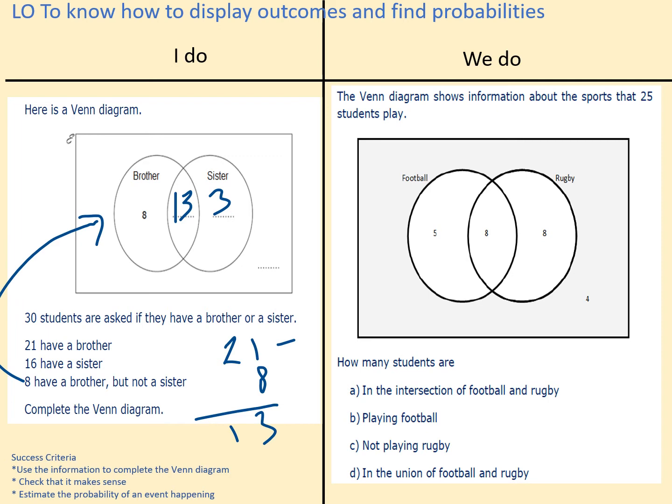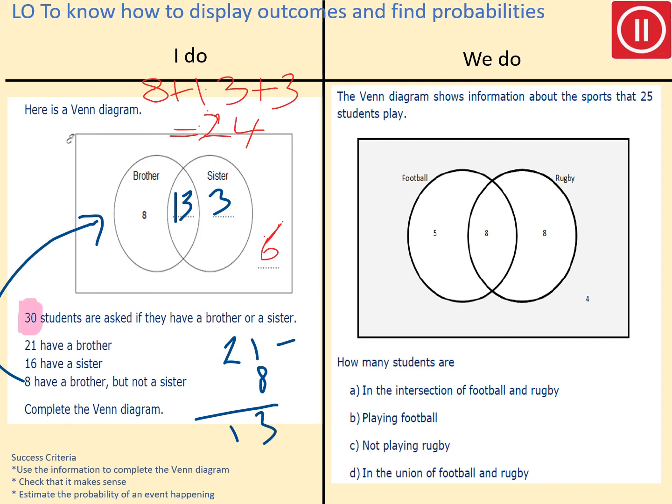Then it says 16 have a sister. Well, there's already 13 in the intersection, in the middle part between brother and sister. So that means sister only, there must be 3. But when we add them up, that's still not going to be 30. So 8 plus 13 plus 3 is 24. So it must mean that there's 6 students in the class that don't have a brother or a sister.